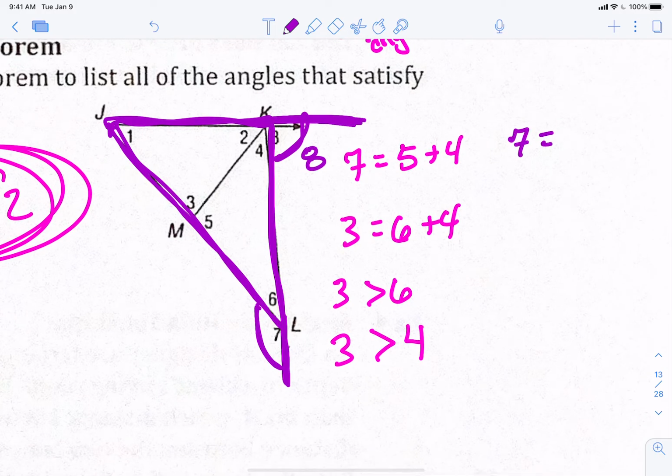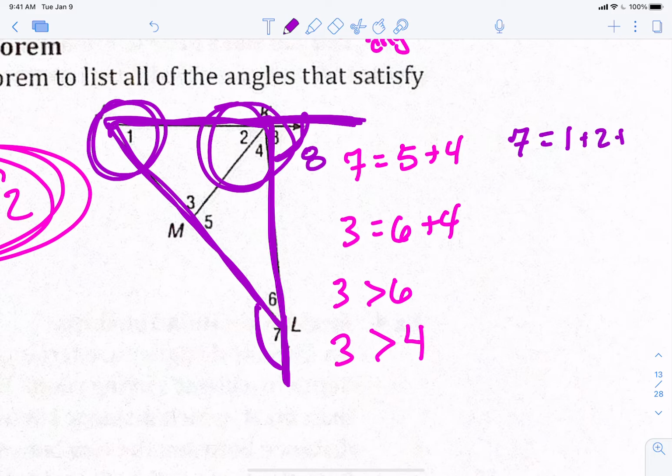7 is equal to, in this triangle, what plus what? 7 is equal to 1 and 2 and 4. 1 plus 2 plus 4. Do you see how this works?